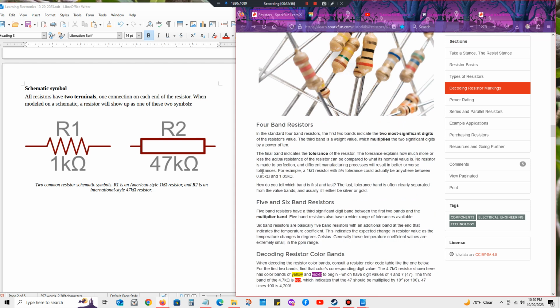It says that no resistor is made to perfection, and different manufacturing processes will result in better or worse tolerances. So a 1K resistor with a 5% tolerance could actually be anywhere between 0.95K or 1.05K.